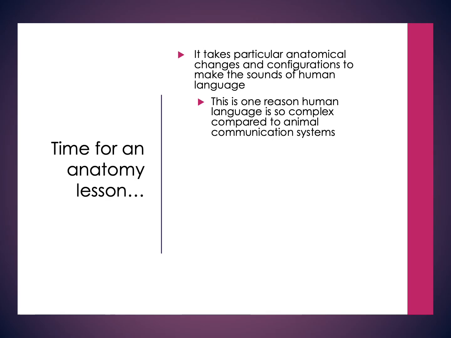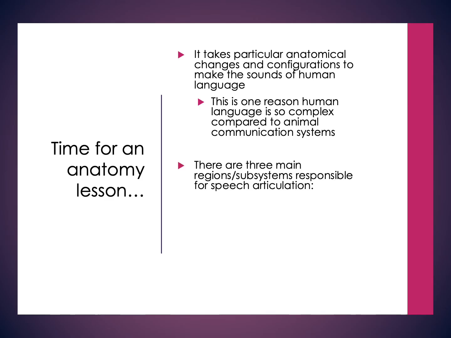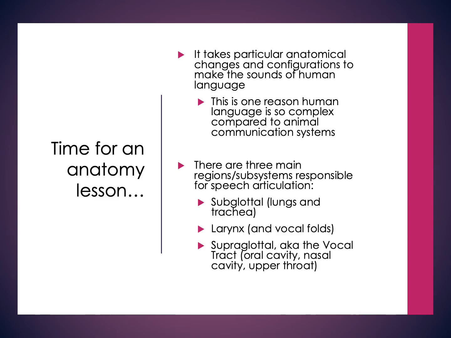And this is one of the reasons that human language is so complex compared to animal communication systems. We have the ability to move things very minutely within our mouths, within our oral tract, in order to make different sounds that we recognize as distinct sounds that we can put together in unique ways. And this is something that animal communication systems typically don't offer. And when we're looking at these different anatomical regions, there's three main regions or subsystems that are responsible for our speech articulation. And we'll focus on the first two in this lecture, and then we'll spend the next couple lectures on that third one, which is going to be the most crucial for understanding the sound productions.